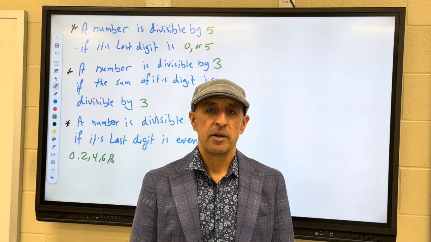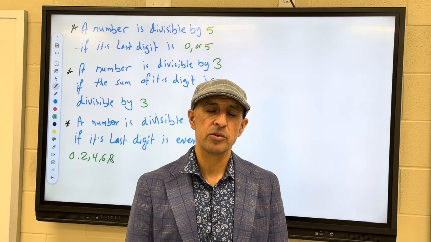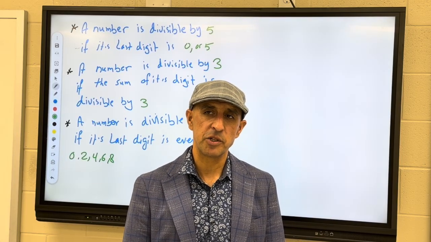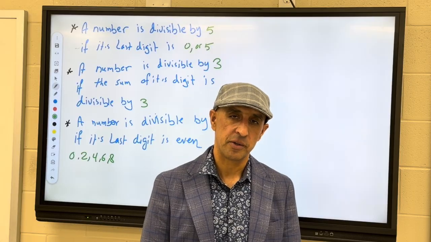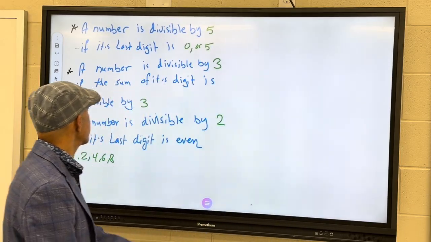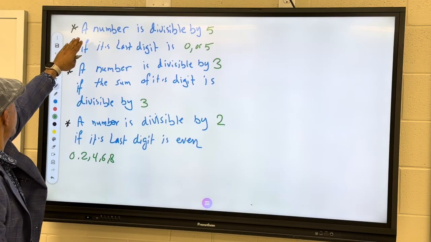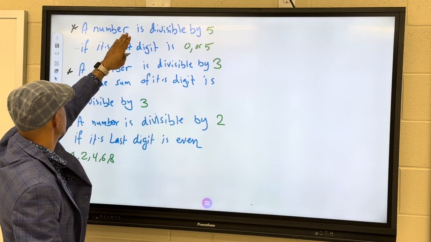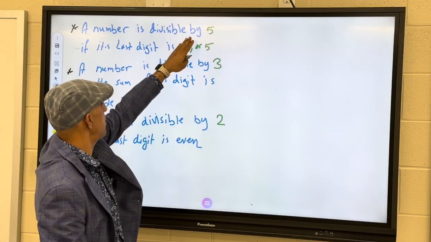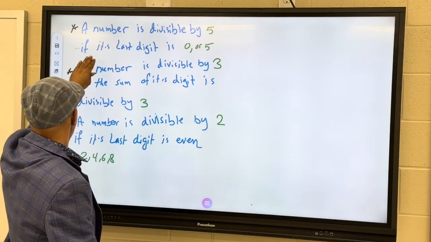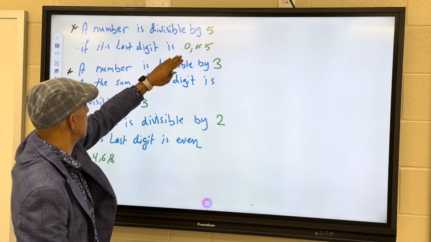Hello everyone. In this lesson, I will teach you how to simplify a radical expression using the factoring method. To do this, let's remind ourselves about the basics. A number is divisible by 5 if its last digit is 0 or 5.